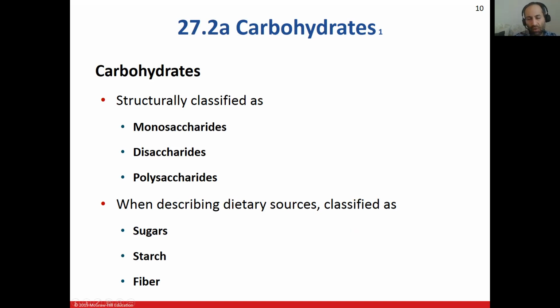Disaccharides, di means two, so two simple sugars together like maltose, that is a glucose plus another glucose, or sucrose, that's a glucose plus a fructose, or lactose, which is a galactose plus glucose, right? And then polysaccharides are long chain carbohydrates like starch and cellulose and glycogen. Starch is plant polysaccharide and glycogen is animal polysaccharide.